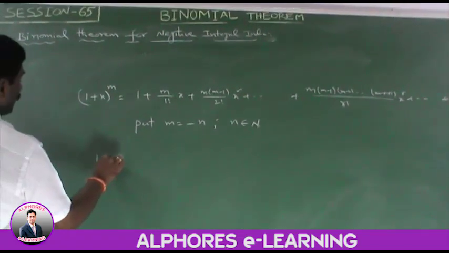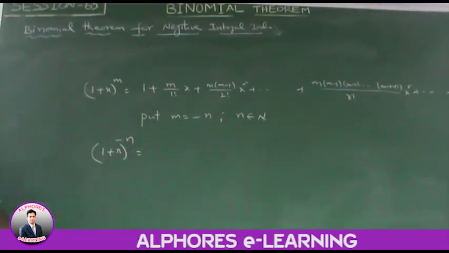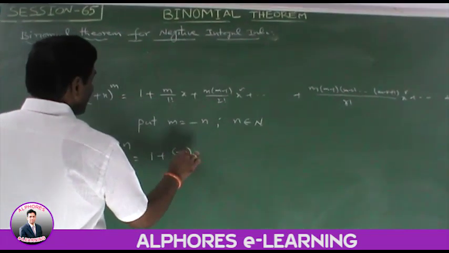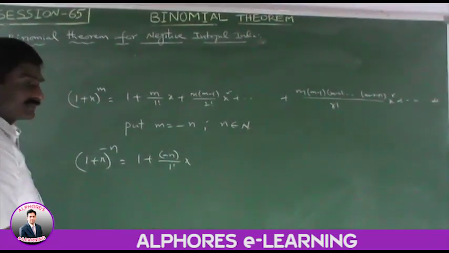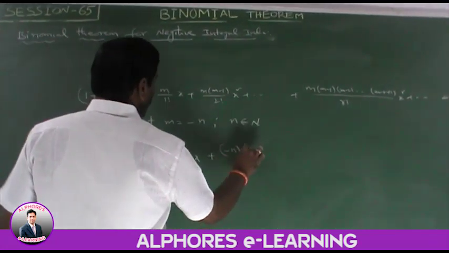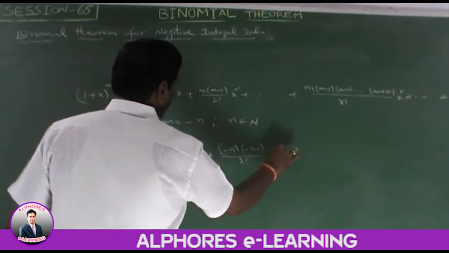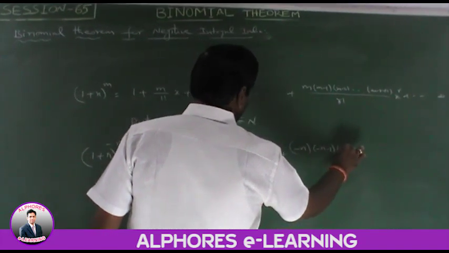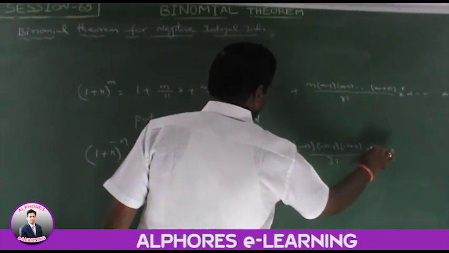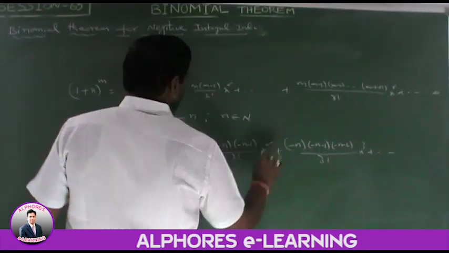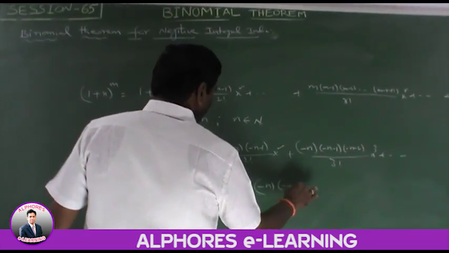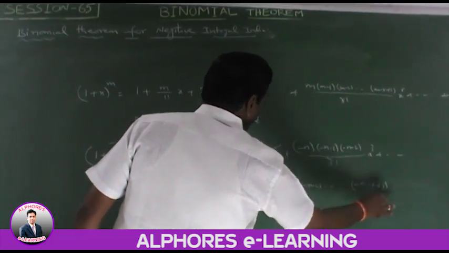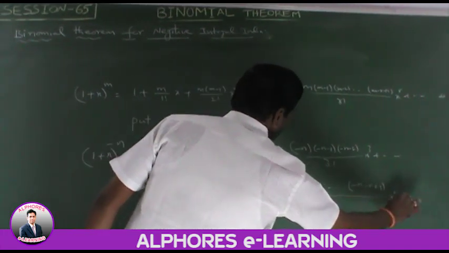So it can be reduced into (1 + x)^(−n) = 1 + (−n)/1! x + (−n)(−n − 1)/2! x². Next, what is the term? (−n)(−n − 1)(−n − 2)/3! x³ plus so on. This value is (−n)(−n − 1)(−n − 2)...(−n − r + 1)/r! x^r and so on to infinity.